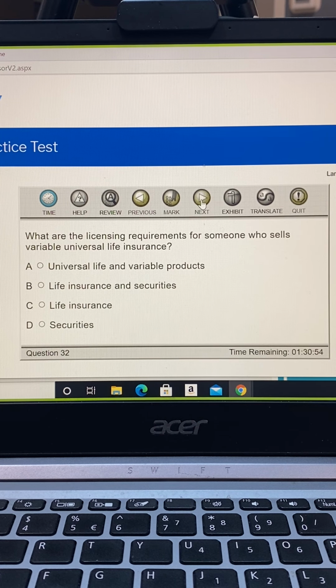What are the licensing requirements for someone who sells variable universal life insurance? Variable universal life insurance. Life insurance and securities. And securities, yeah. Variable, okay. Because you sell life variable, you've got to have a securities license to sell variable products. Right.